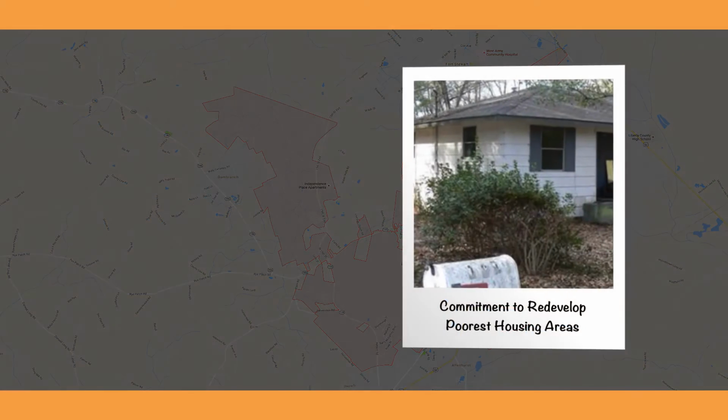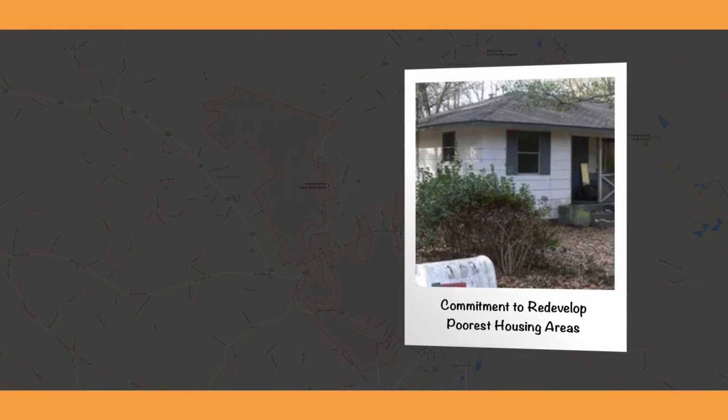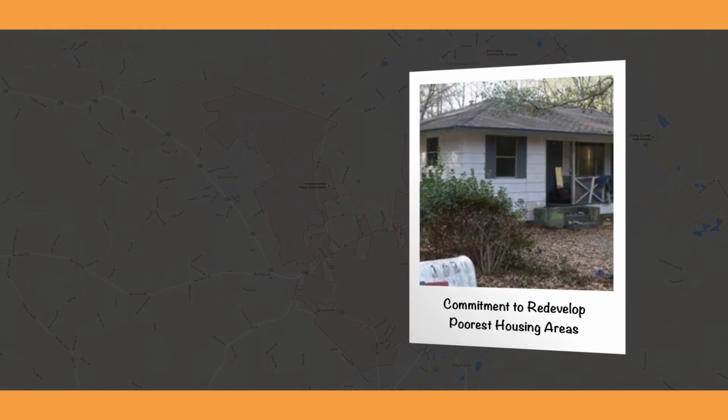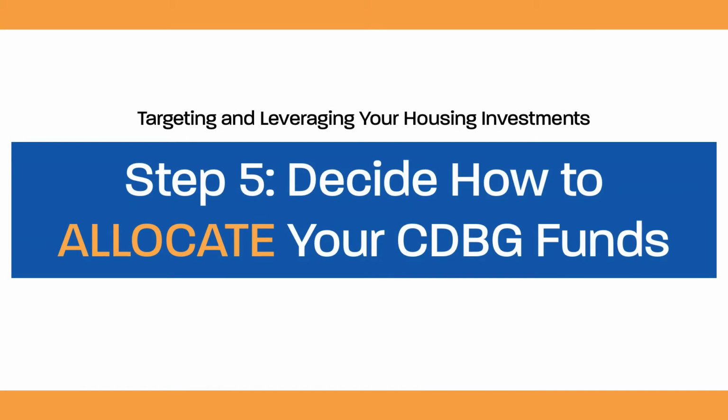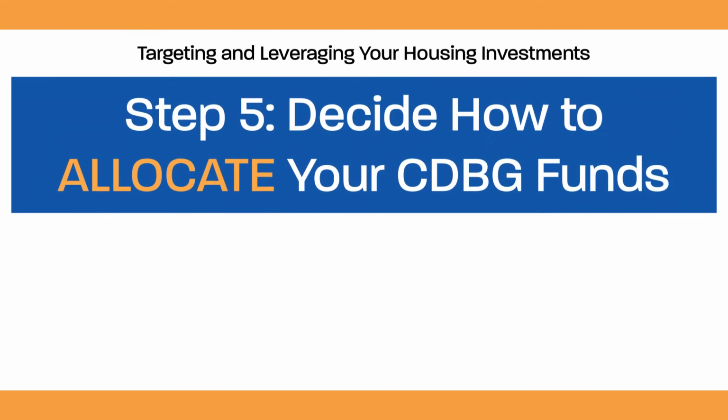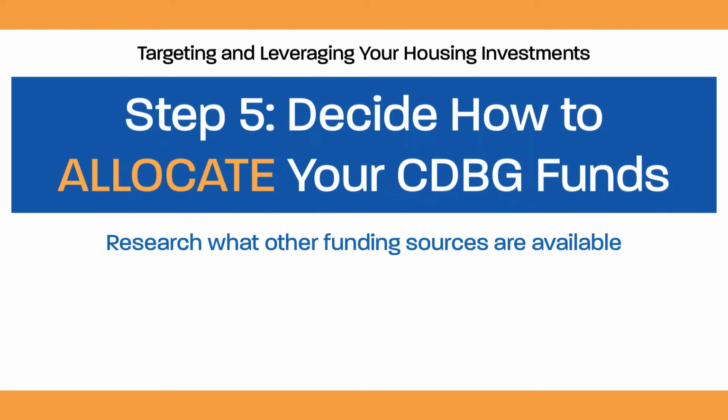This illustrates the commitment necessary to redevelop areas with very poor housing; meeting only 20 to 30% of the need will likely fail. Your funding plan should complement your housing program goals. Look to leverage your limited CDBG funds. In deciding how to allocate your CDBG funds, research what other funding sources are available to address your priorities.